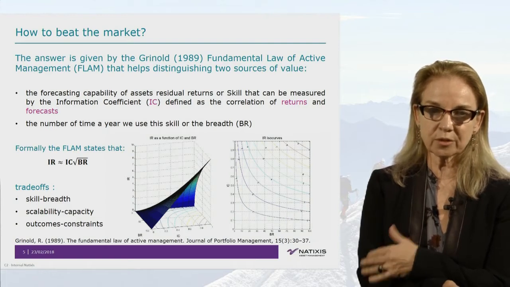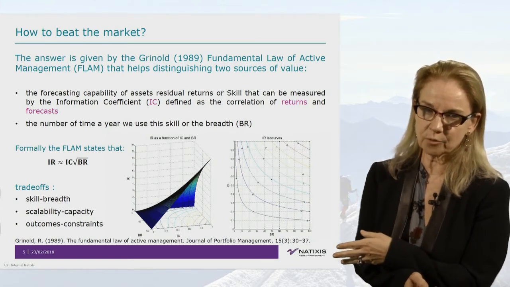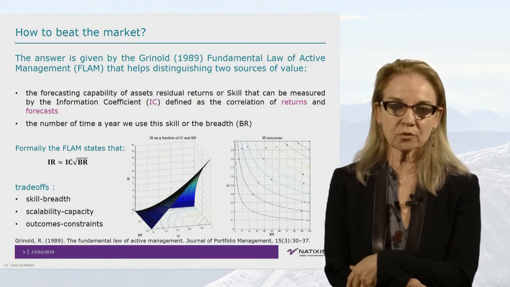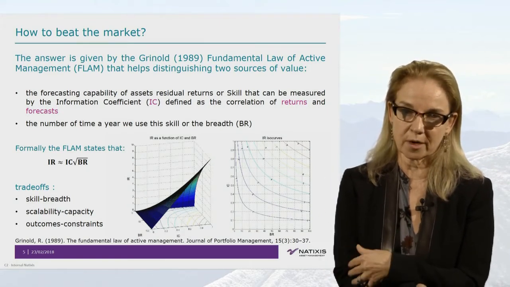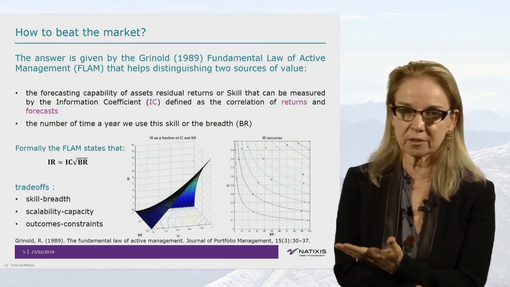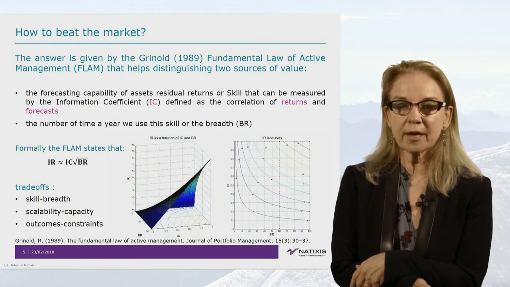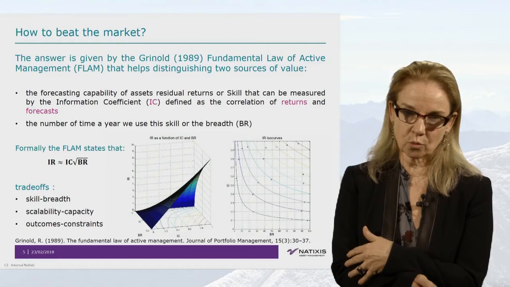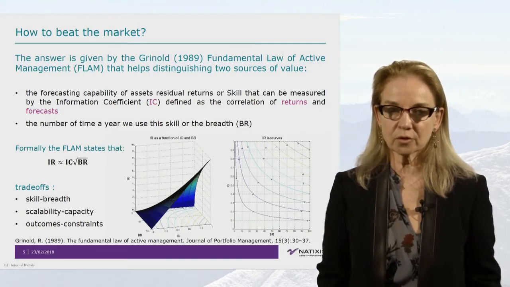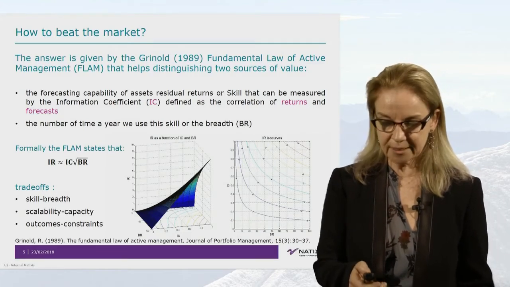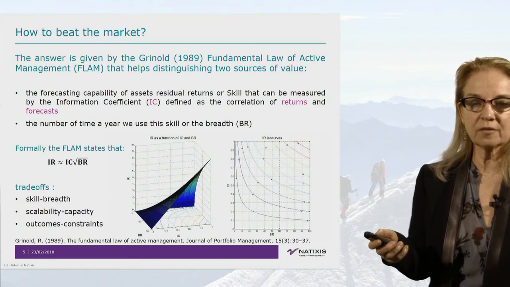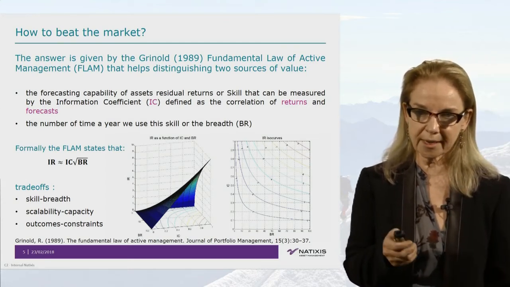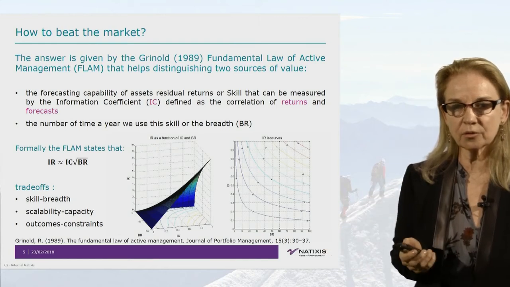You have a trade-off between the scalability and the capacity of the market, because you would like to be scalable, to increase the number of times you use the strategy, but you also have the capacity of the market, what we can call today the liquidity of the market, for instance. And we have also a trade-off because you cannot generate the outcomes you want if you have constraints on the portfolio. So you can see, in fact, the ISO curves for the information ratio between the IC and the breadth on the slide.